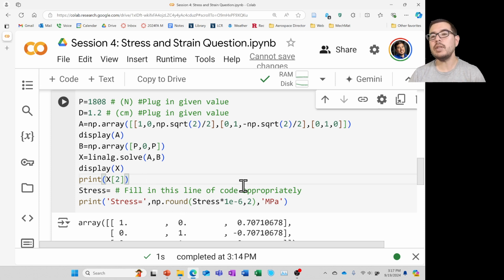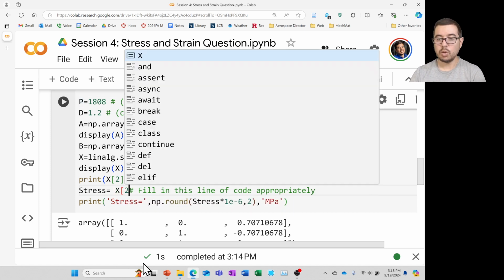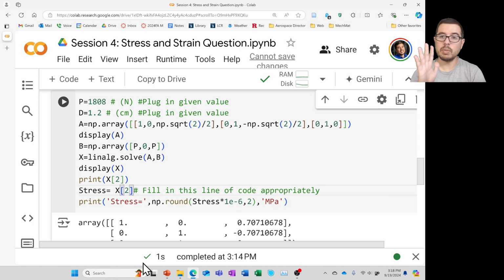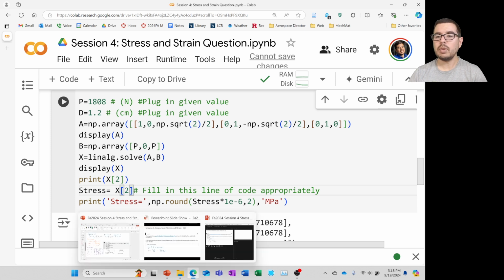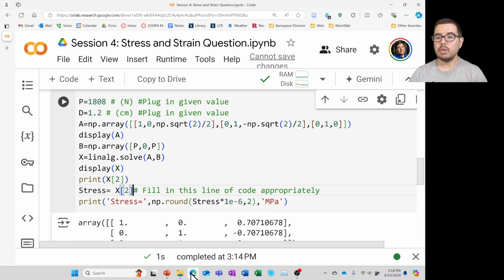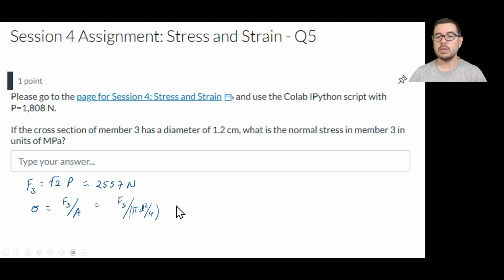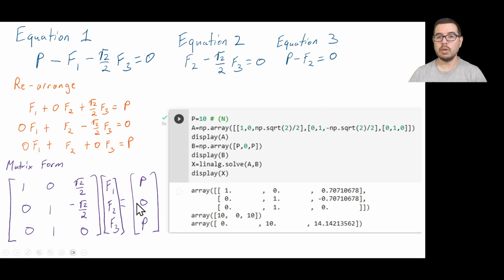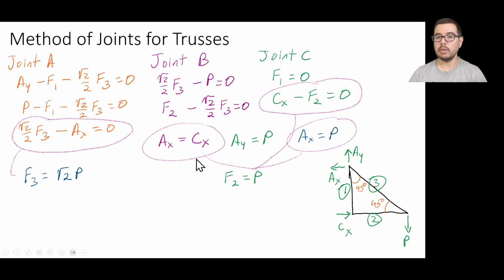Now, we have to fill in this line of code appropriately. So how do we fill it in? Well, it's going to be the force divided by the cross-sectional area. So I don't put in P here, but I put in x2, because that will give me the force in member 3. Now, I already calculated it out by hand. And what did F3 equal? If we go back, it was the square root of 2 times P. We already calculated square root of 2 times P.